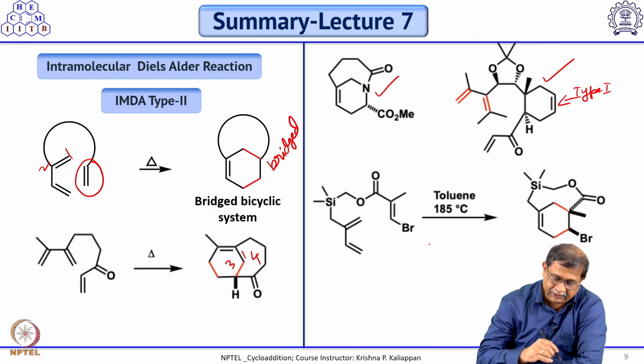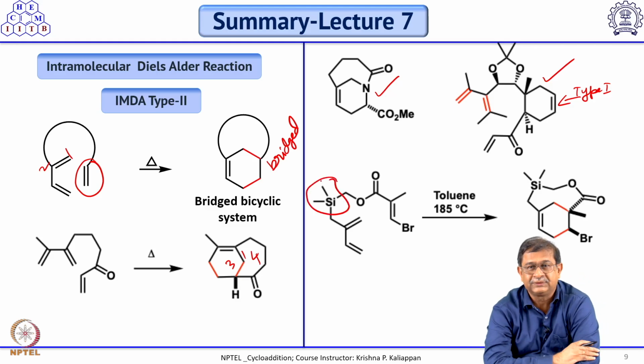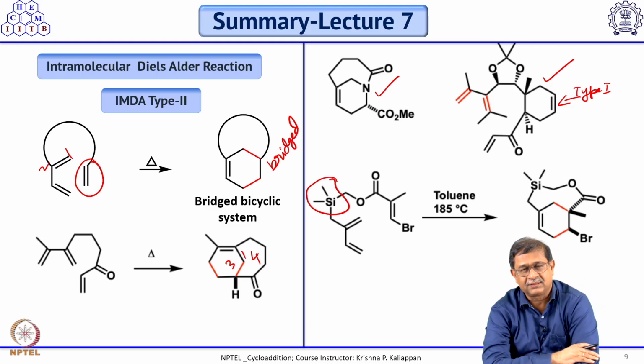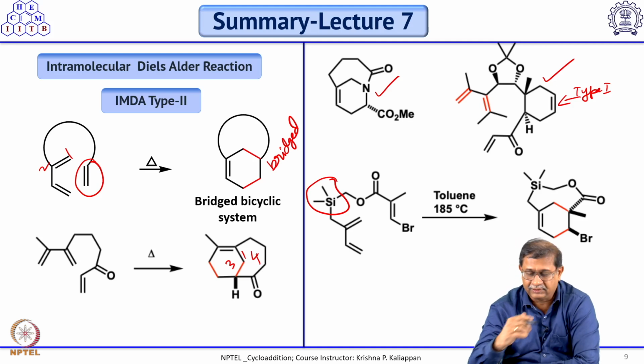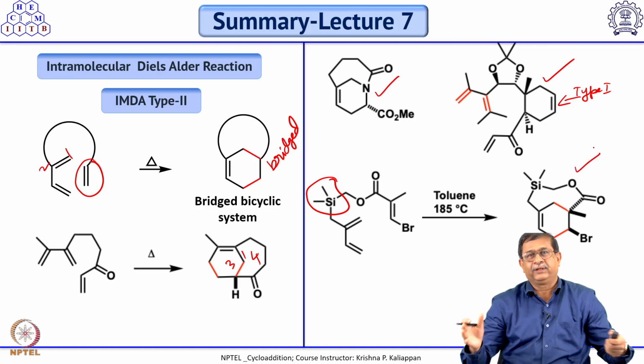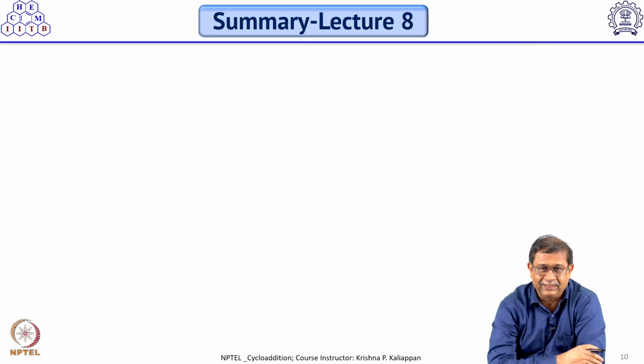And in this particular example, we also discussed the tethering through silicon. We also discussed tethering to magnesium, tethering to oxygen. Finally, after the Diels-Alder reaction is over, you can cleave the silicon or you can cleave the magnesium and oxygen to get only a monocyclic compound.